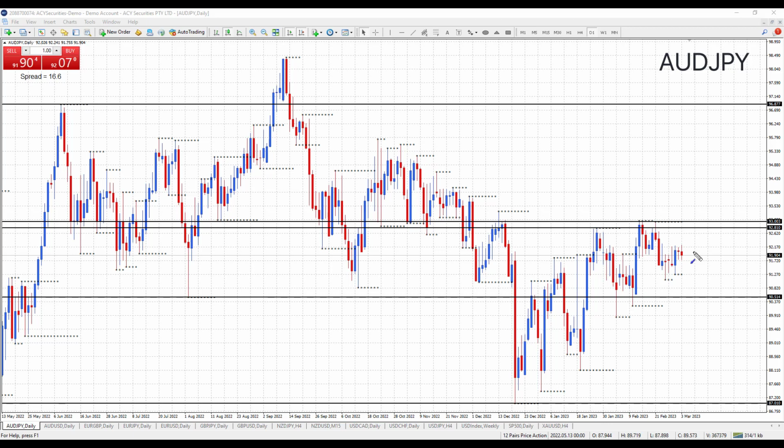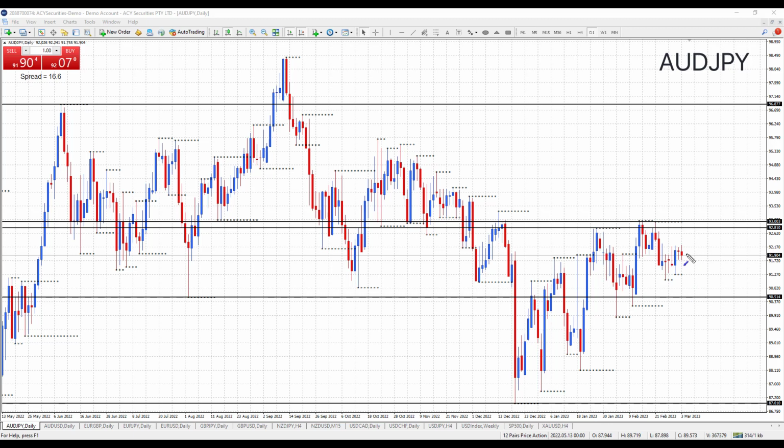I'm on the Aussie Yen daily chart, got my monthly, weekly, daily support and resistance levels all drawn in. They're referenced in the description below. I'll just discuss the ones closest to price action. Now the Aussie Yen was rather consolidatory last week, and it's really sitting in the middle of weekly resistance here at 92.81 and monthly support down here at 90.51.